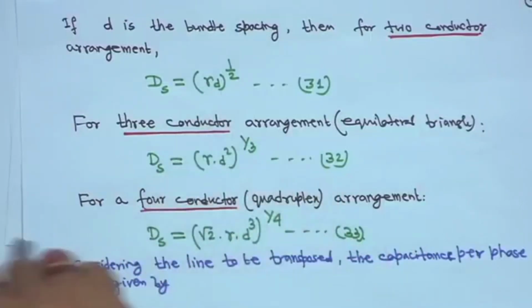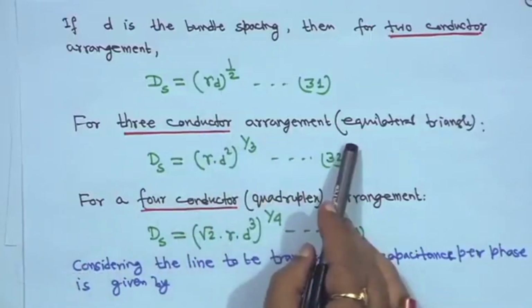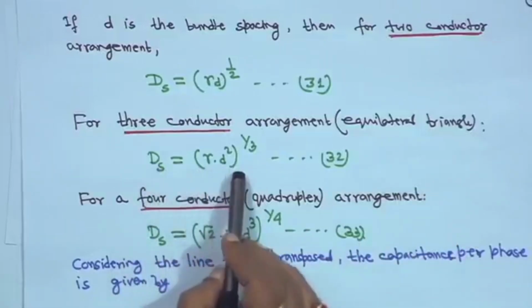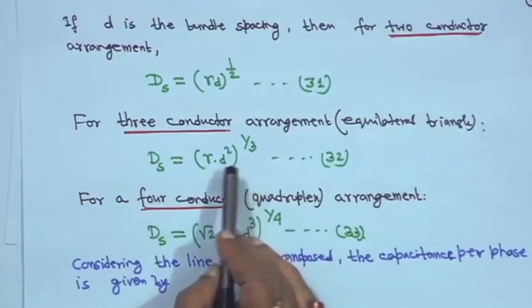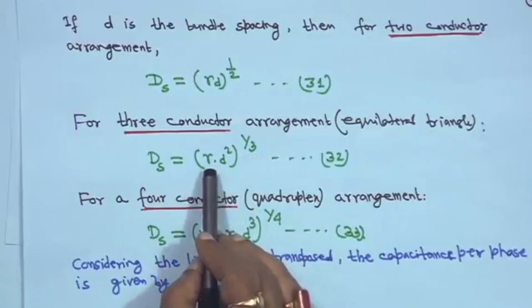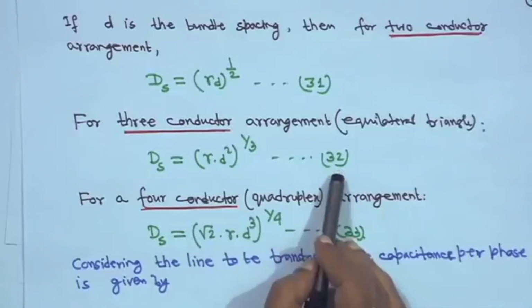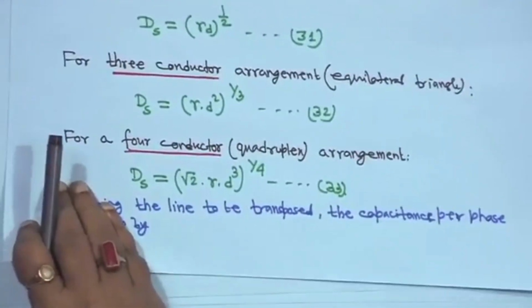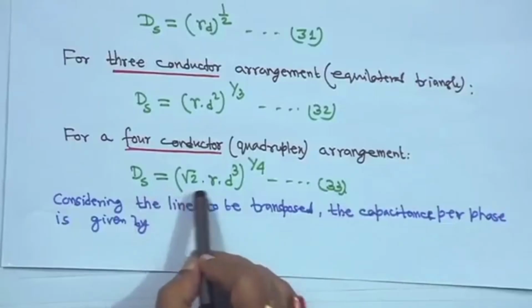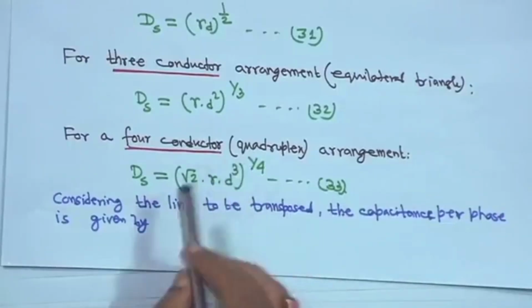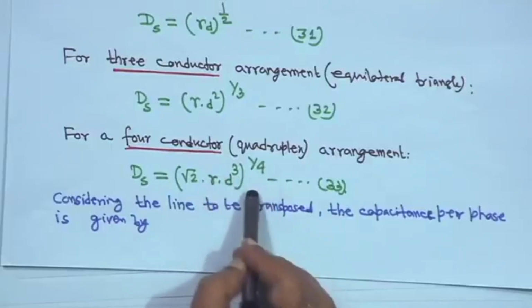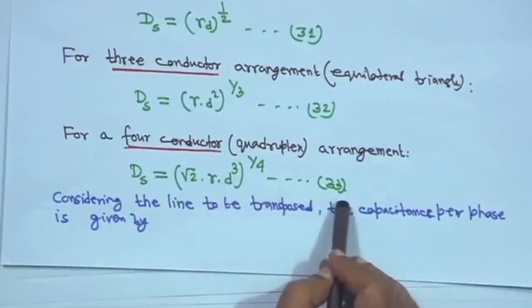Go back to the diagram. Similarly, for the 3 conductor arrangement, that is an equilateral triangle, this diagram was also shown for inductance cases, but in this case ds is r d square to the power 1/3. So, here there is no r dash, only r. This is equation 32. And for a 4 conductor, that is quadruplex arrangement, ds will be 1.09 into r d cube to the power 1/4, but in the case of inductance it was r dash. Here there is no r dash. This is equation 33.